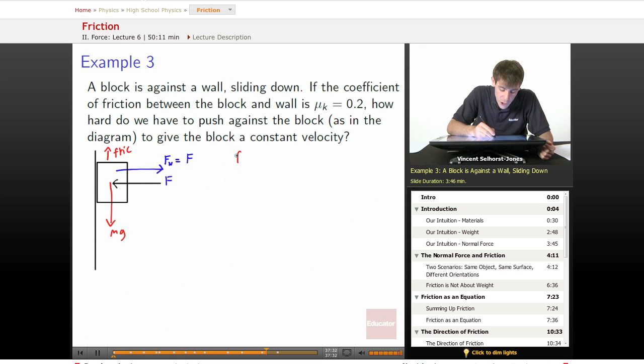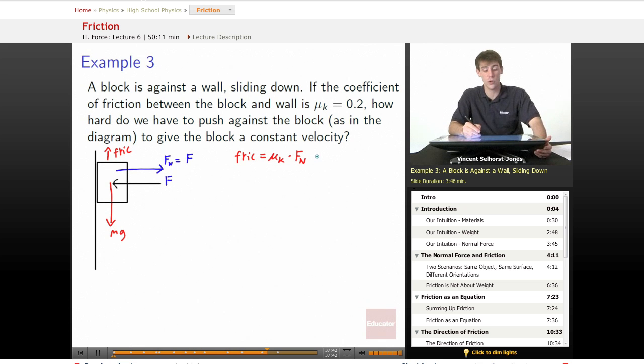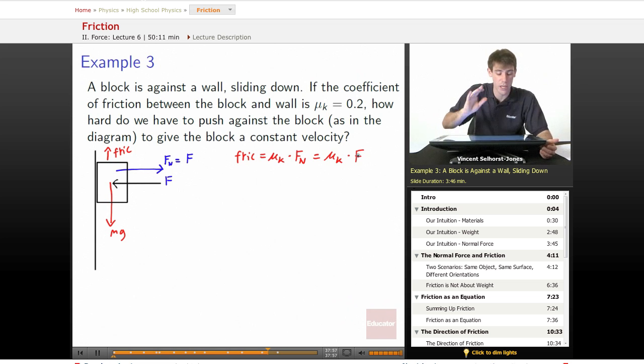So what's the force of friction? Friction's equal to mu k times Fn. So that means that in our case, it's going to be 0.2 times Fn. What's Fn? It's however hard we're pushing against it. It doesn't burst through the wall, so the amount that we push in is the amount that the wall has to resist. So we've got mu k times F, the force we're pushing, for this problem.